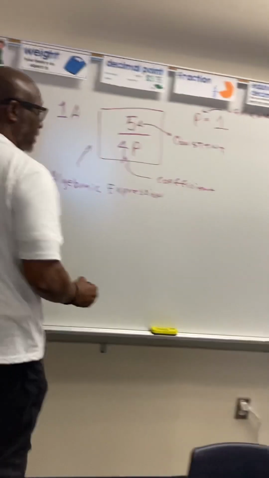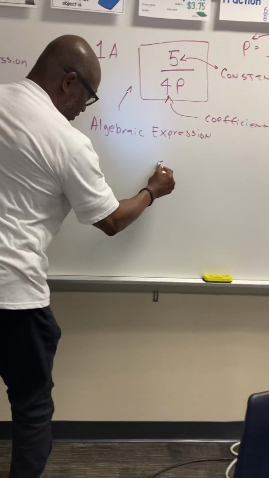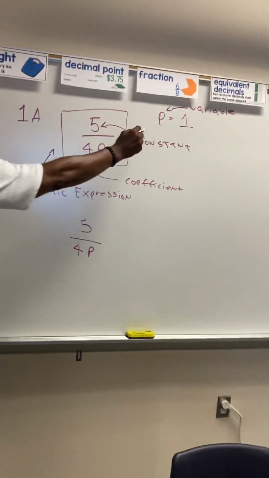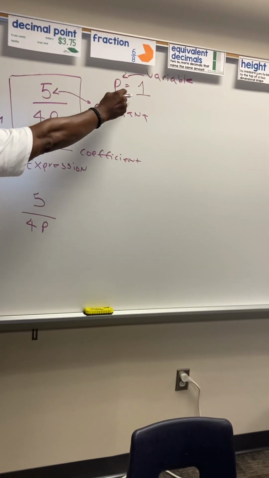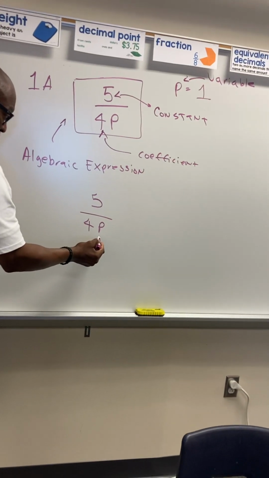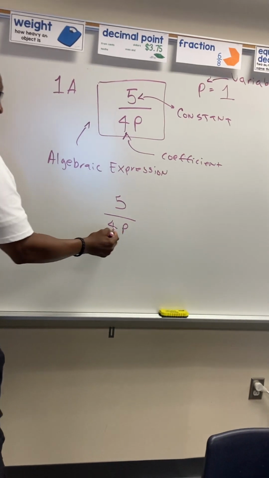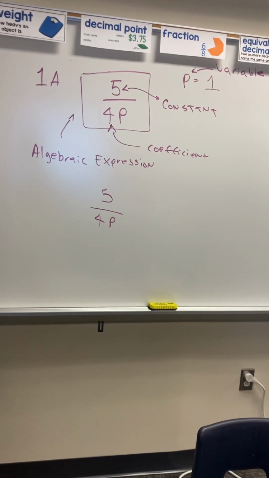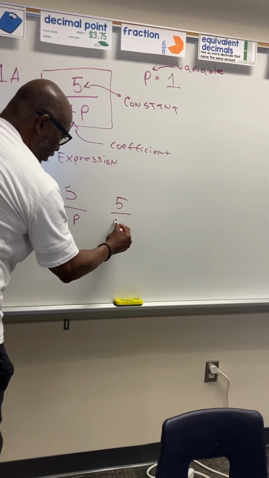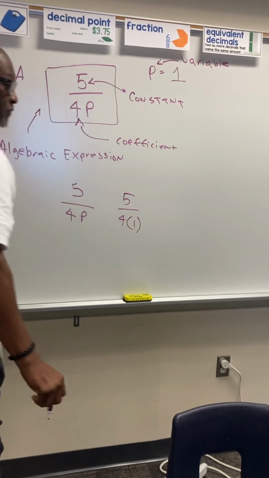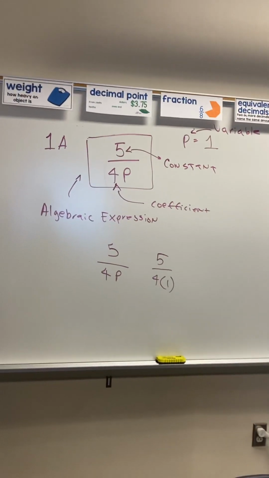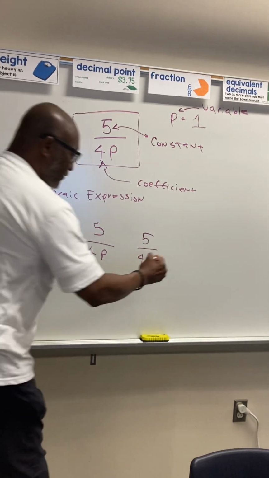All right, so how we simplify this, you're just going to rewrite the algebraic expression and substitute in the value for whatever the variable is. So here, p is equal to 1, so I'm going to put a 1 right here. When the letter and the number are close together, what operation does that represent? Multiplication. So this is 5 divided by 4 times 1. And what's 4 times 1? 4. So this is 5 over 4.